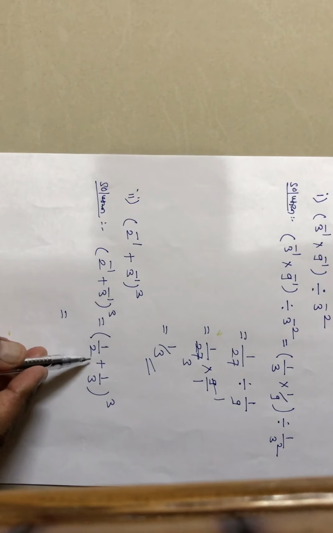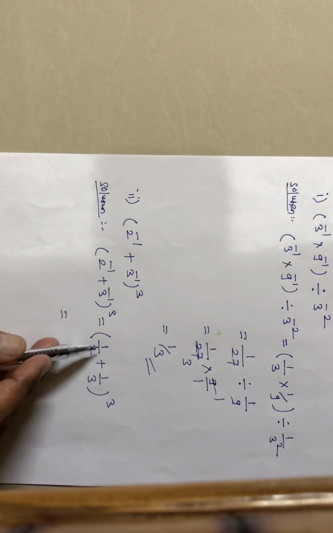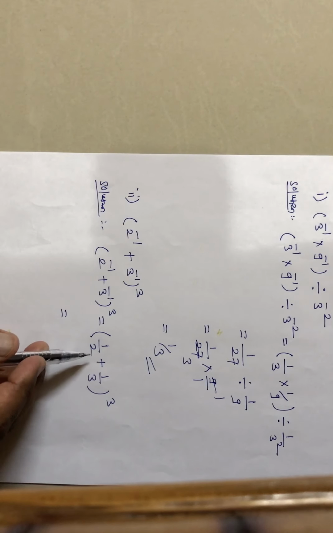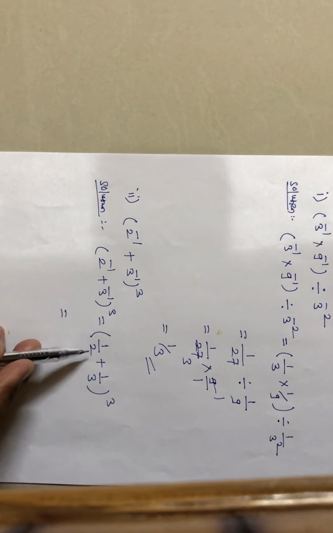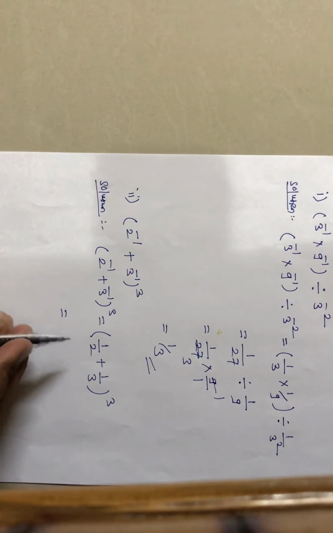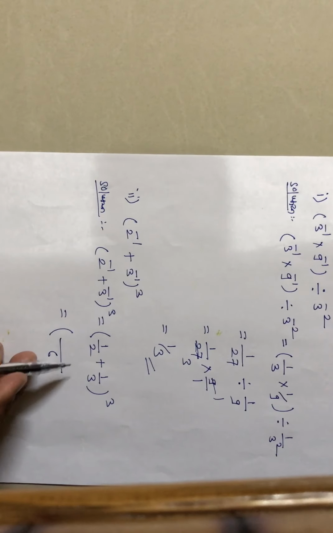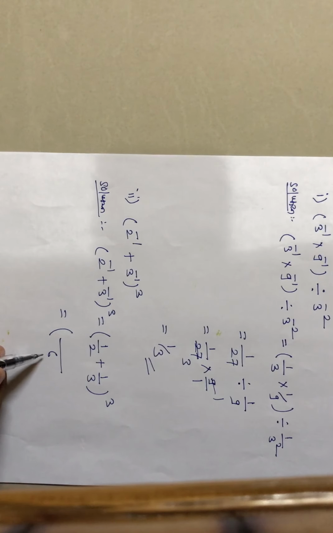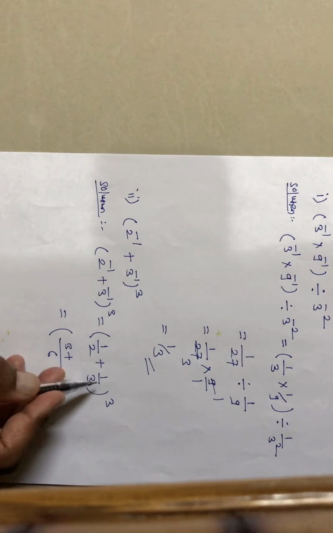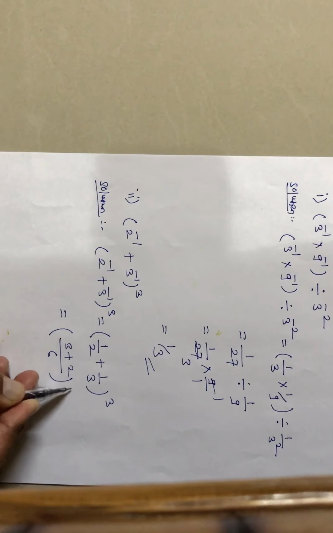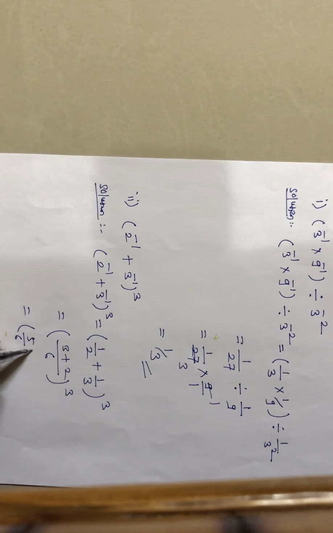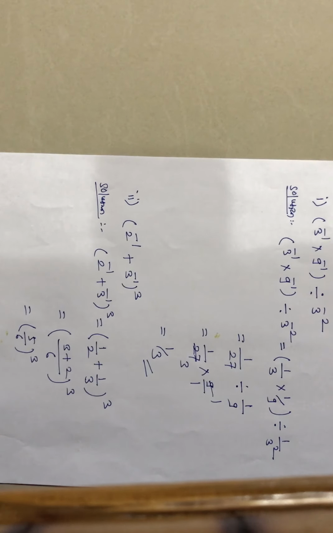We'll solve first the operation addition, which is inside the bracket. So the LCM of 3 and 2 is 6. 2 threes are 6, 3 multiplied by 1 is 3, plus 3 twos are 6, 2 multiplied with 1 is 2. So 5 upon 6 raised to the power 3.